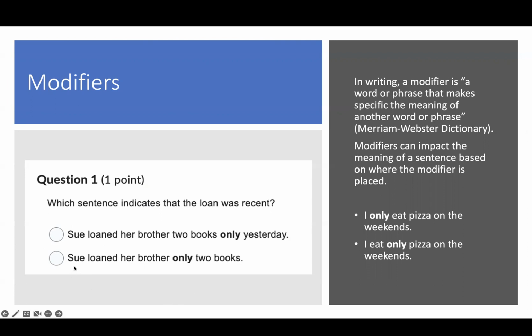The second sentence, Sue loaned her brother only 2 books, is a different meaning, right? It means that she just gave her brother 2 books to borrow, not 3 books, not 1 book, right? Not 10 books, only 2 books. And so we think about what the meaning of these sentences are and what we intended, and choose the one that matches the intention, right? What we intended to convey.